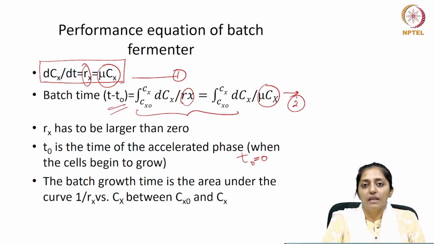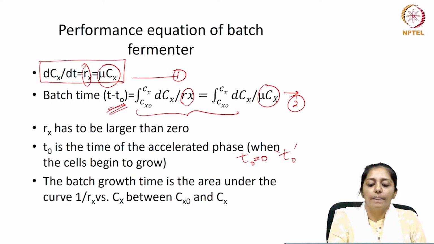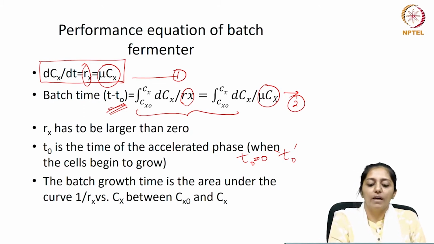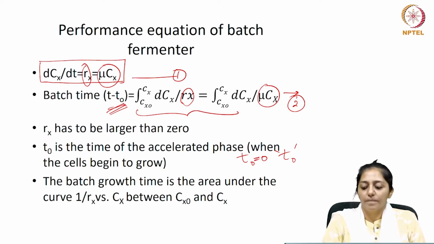But if there is a lag phase, you remember last class we were talking about the lag phase, in which there is a phase called the acclimatization period, where the cell division is not happening. So if there is a lag phase of some time T naught, then the batch time would be the difference between the time of harvest and that T naught. That is why it is given in equation 2 as T minus T naught, where if there is no lag phase, then T naught can be substituted as 0.